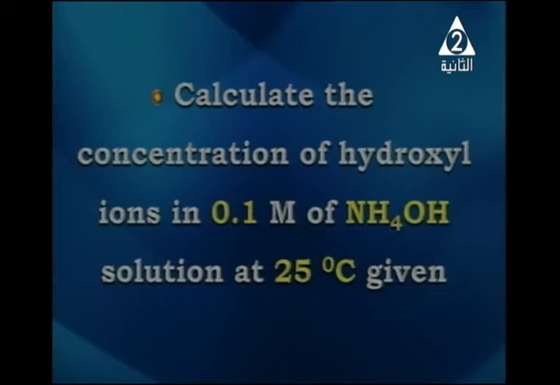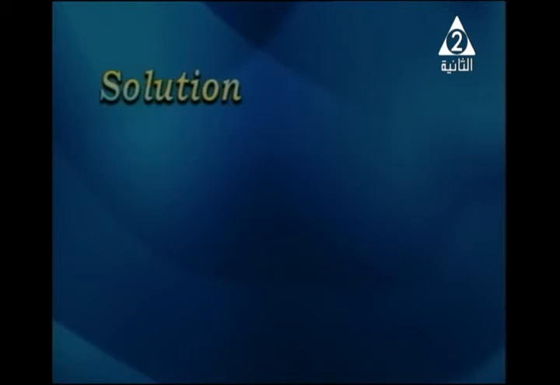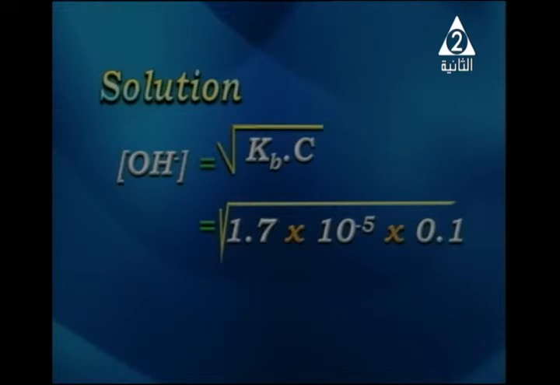Calculate the concentration of hydroxyl ions in 0.1 molar of ammonium hydroxide solution at 25 degrees Celsius. Given that the equilibrium constant equals 1.7 times 10 to the power negative 5. The solution of the problem, my dear student, as the concentration of hydroxide ion equals square root of Kb times C, so it will be square root of 1.7 times 10 to the power negative 5 times 0.1, which equals 1.33 times 10 to the power negative 3 molar.